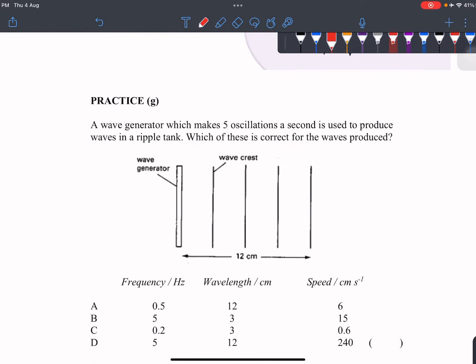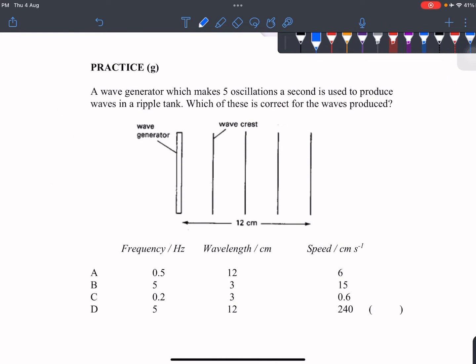With this in mind, let's take a look at this question. A wave generator which makes 5 oscillations a second is used to produce waves in a ripple tank. Which of these is correct for the wave produced? Let's analyze this first. 5 oscillations per second means the frequency is 5 every second, so 5 hertz. So the other two are wrong.